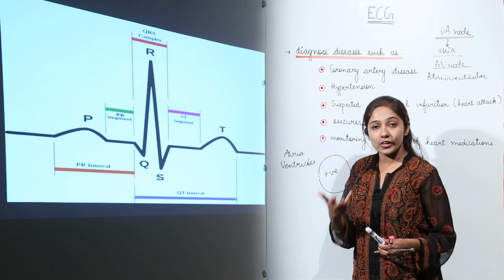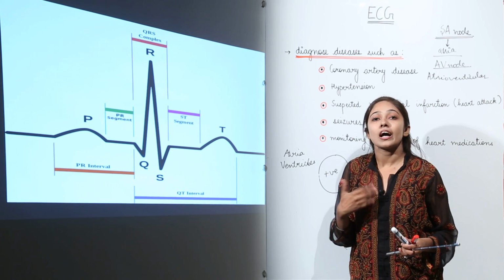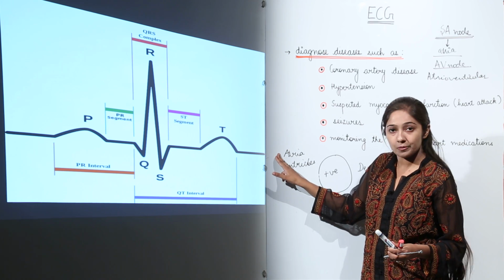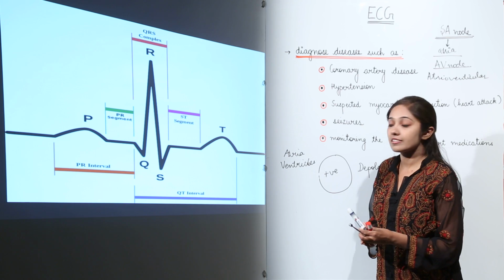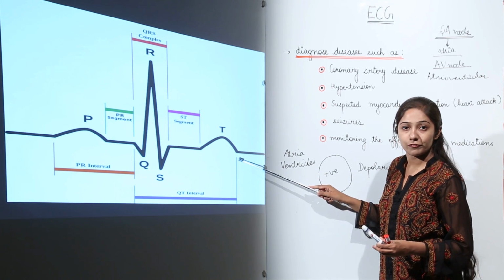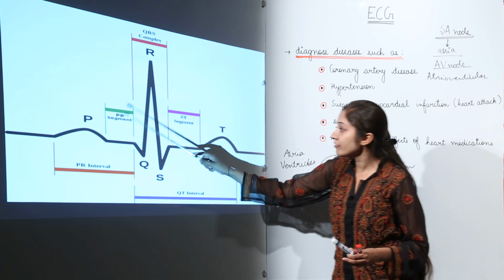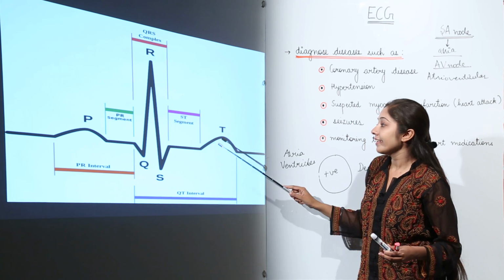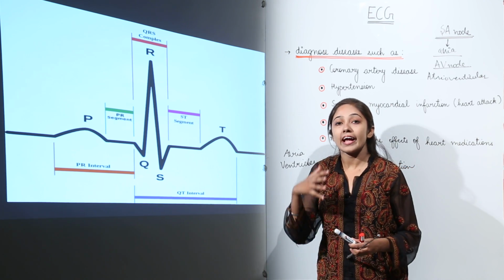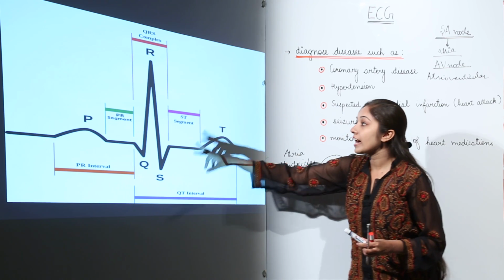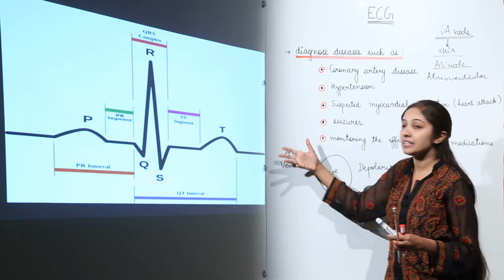After this, what is going to happen? Repolarization occurs in the atria first and then the ventricles. The repolarization of the ventricles is represented by this T wave. So we have the P wave, we have the QRS wave, and then we have a T wave. This is how a normal heart shows its electrocardiograph when it is beating.